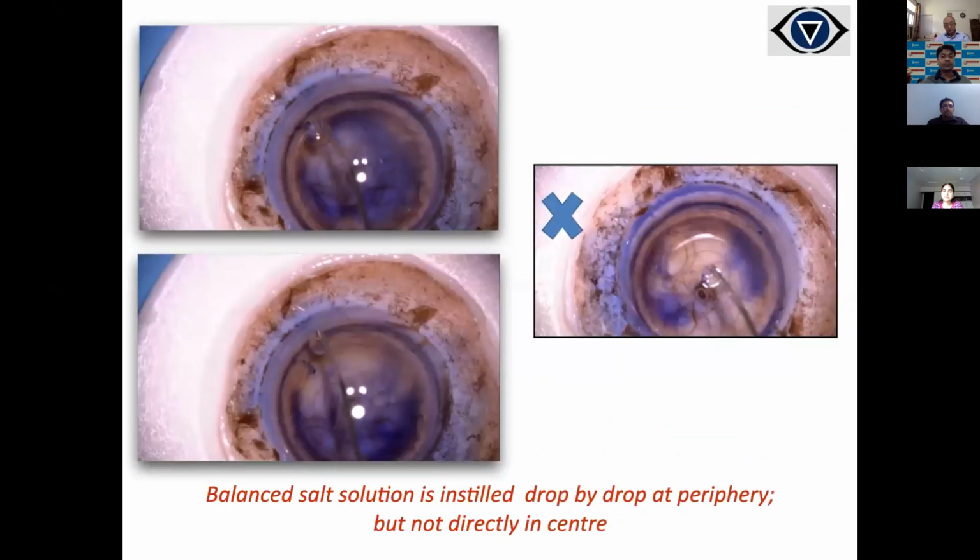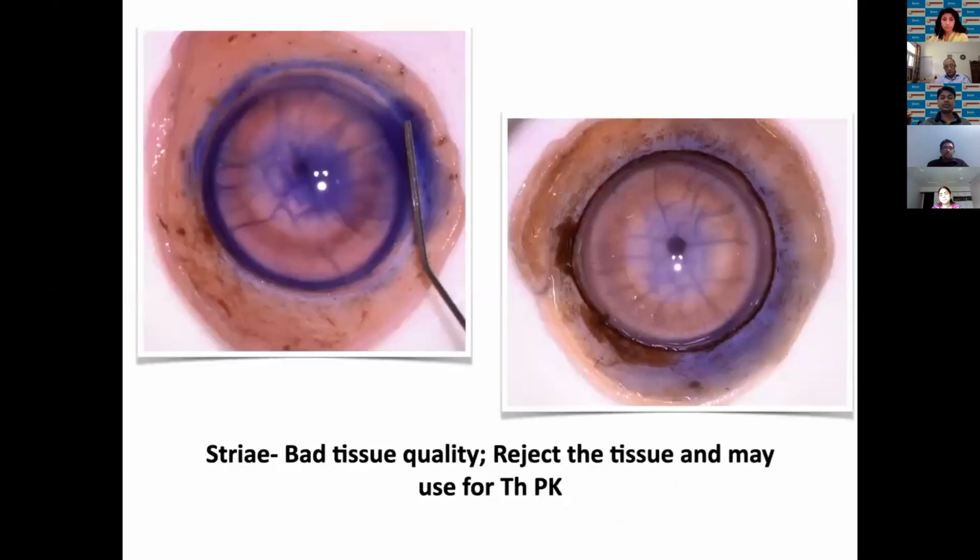When you are removing the trypan blue, instill BSS from one side and keep a Merocel sponge on the other side. Avoid instilling the BSS directly onto the endothelium.